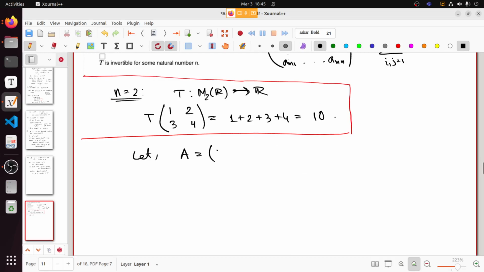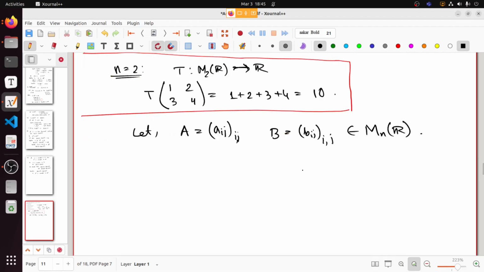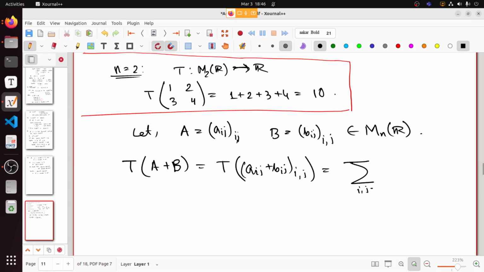Let A equals Aij, I comma j, and B equals Bij, I comma j. They belong to Mn(R). Then add these two, T of A plus B. What will it be? Summation. So this will basically look like this: T of Aij plus Bij of I comma j. So it will make a map: summation i, j equals 1 to n of Aij plus Bij.